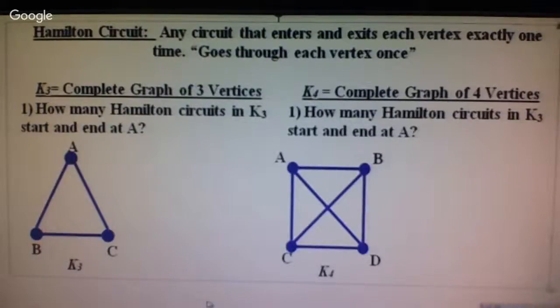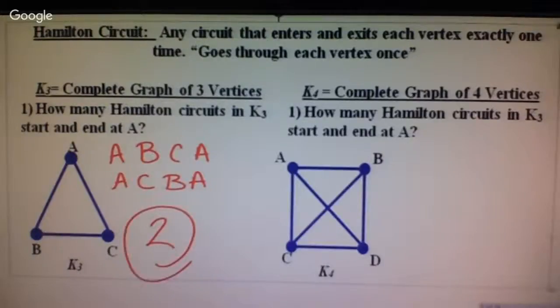Okay, so somebody give me a Hamiltonian circuit that's in this graph starting at A. A, B, C, A. Which means I also have A, C, B, A, the mirror image. Is there anything else I can do in that one? No. So I have 2 Hamilton circuits.